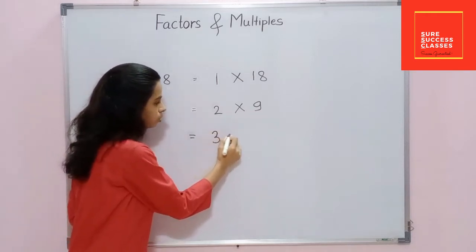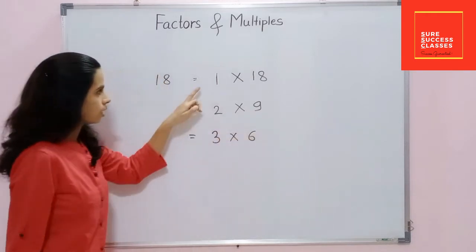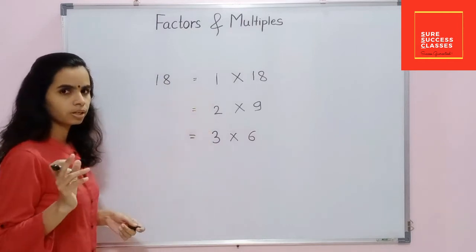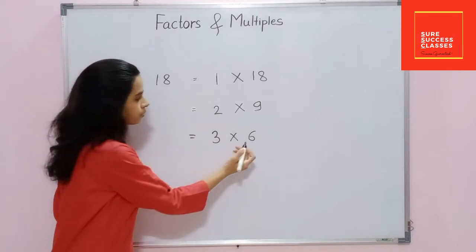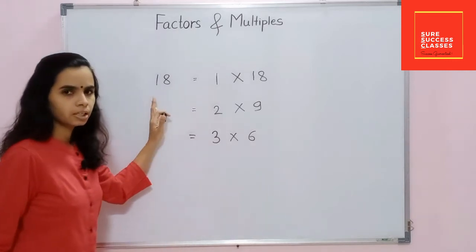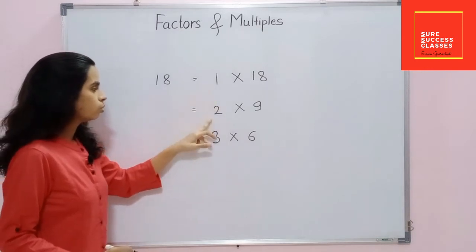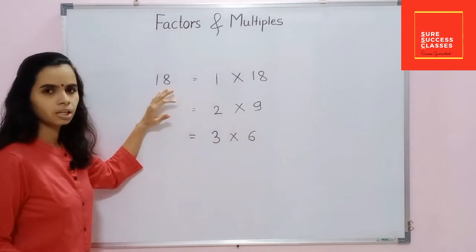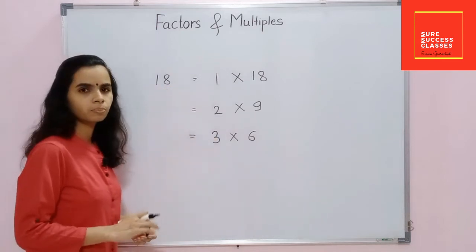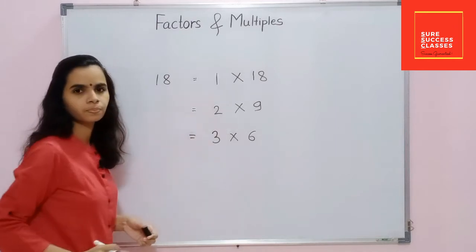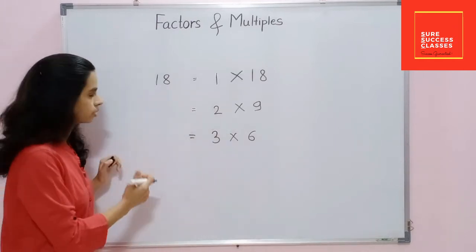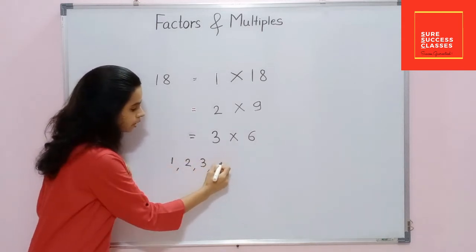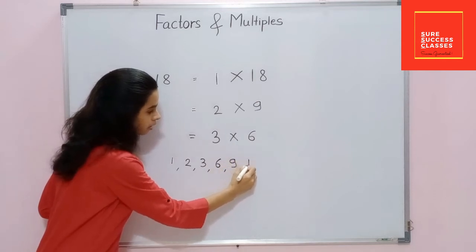Then 3 into 6. I am writing here in order 1, 2, 3. You can keep this order in your mind. 6 into 3 we will get 18. Means 1, 2, 3, 9, 6, these are the factors of 18. We can't get other pairs of numbers other than this. Here the factors of 18 are 1, 2, 3, then 6, 9 and 18.